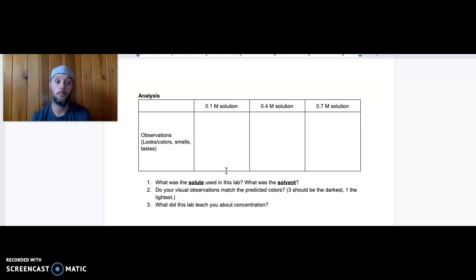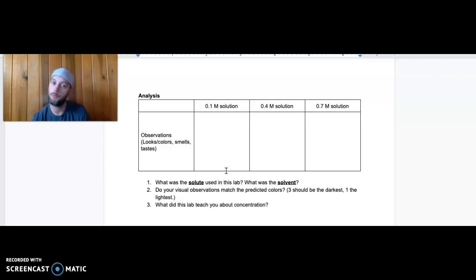Maybe the smell will be more dramatic than I'm thinking. I did kind of a test run of this with a generic kind of Kool-Aid. I can't remember what it was called now, but I didn't notice a smell difference. So maybe you will, maybe you won't.